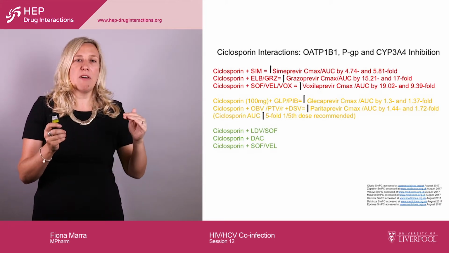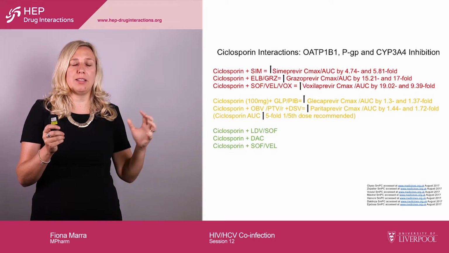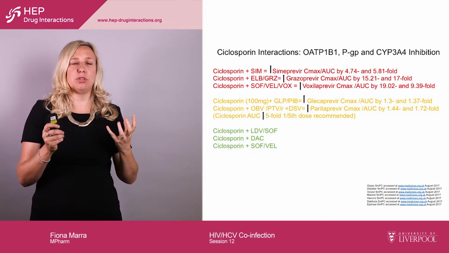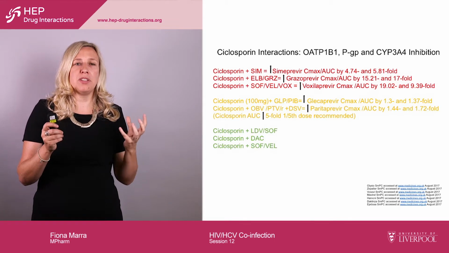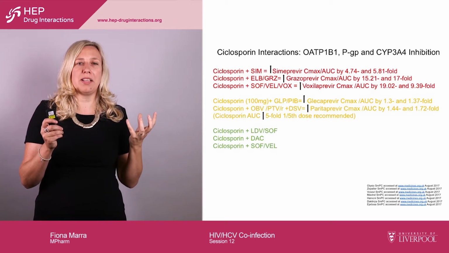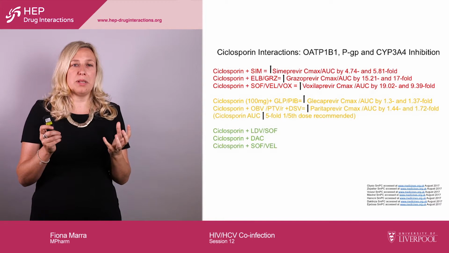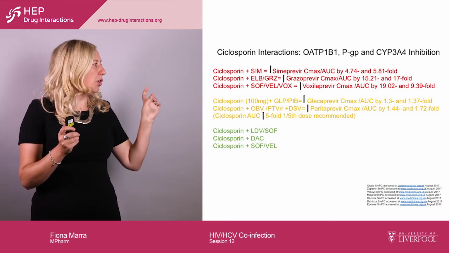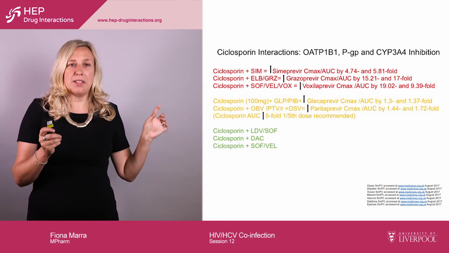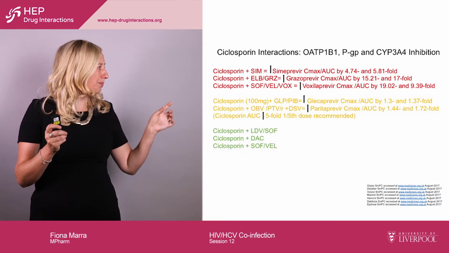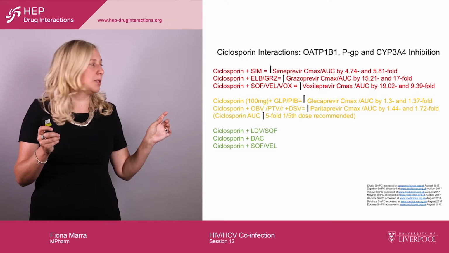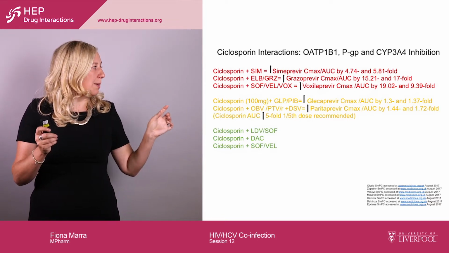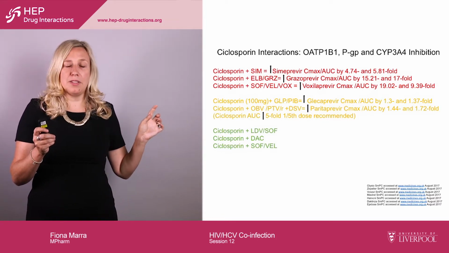However, higher doses of cyclosporin give higher levels of glecaprevir. So if the patient was on higher than 100 milligrams, we wouldn't be able to use this combination. But because it's relatively low dose cyclosporin, we could consider the glecaprevir-pibrentasvir combination for this patient. And the green interactions with cyclosporin are ledipasvir, daclatasvir and the velpatasvir combination, so we can use them.